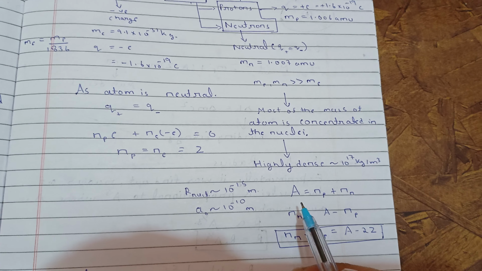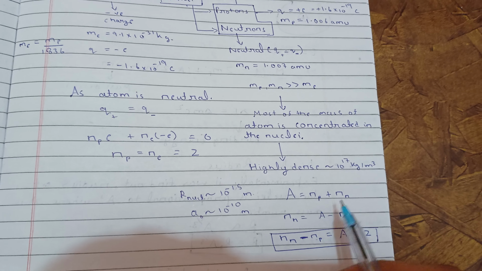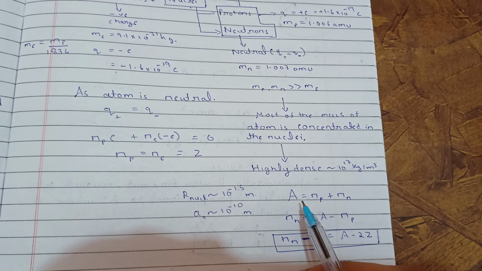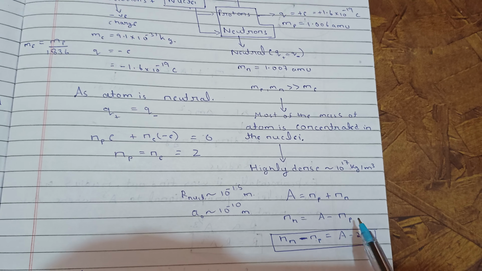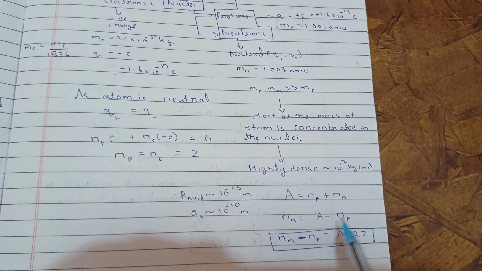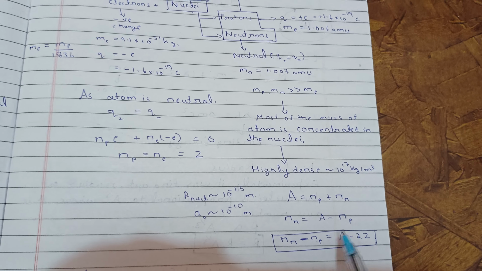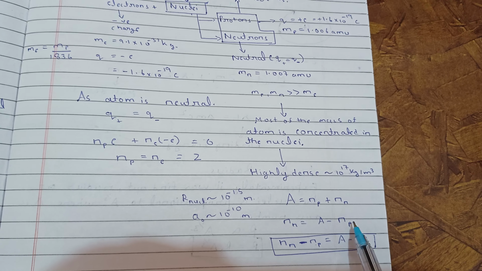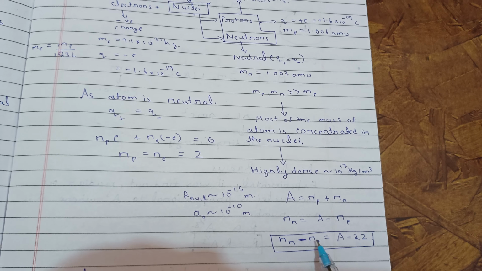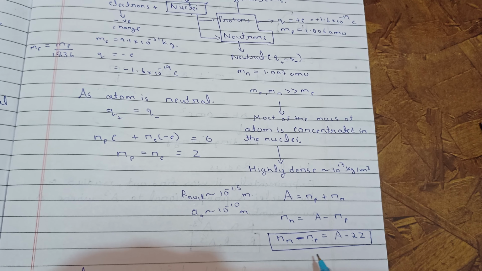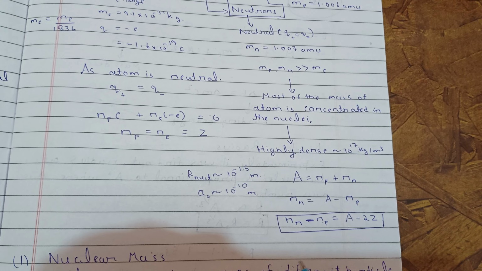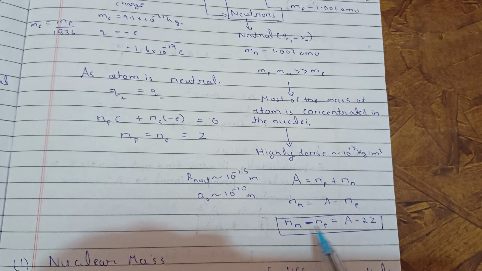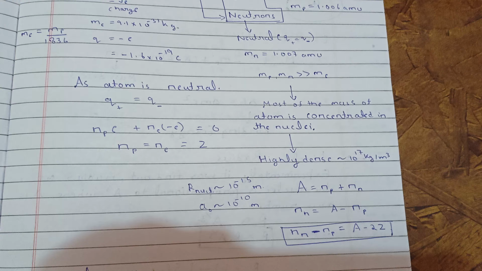And this A, the mass number, is nothing but Np plus Nn, the number of protons and the number of neutrons. If we ask what the number of neutrons is, that is A minus Np. And if you subtract Np from both sides, it gives you Nn minus Np, and Np is nothing but Z, the atomic number. So it is A minus 2Z. This is the difference between the neutrons and the protons inside the nucleus. You will see this term many times in nuclear physics, so you must remember it: the difference is A minus 2Z.